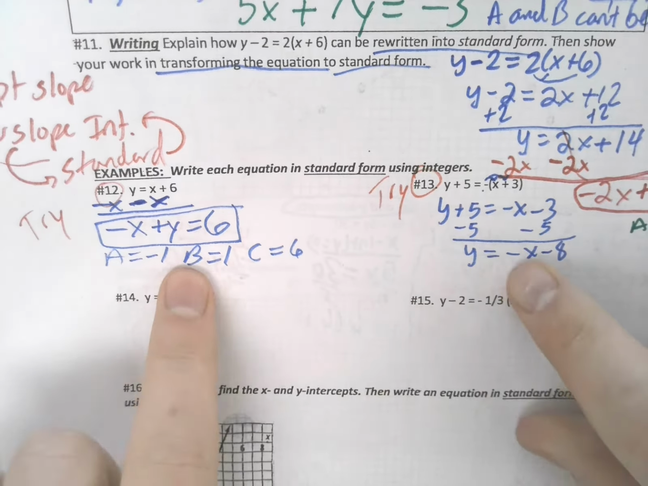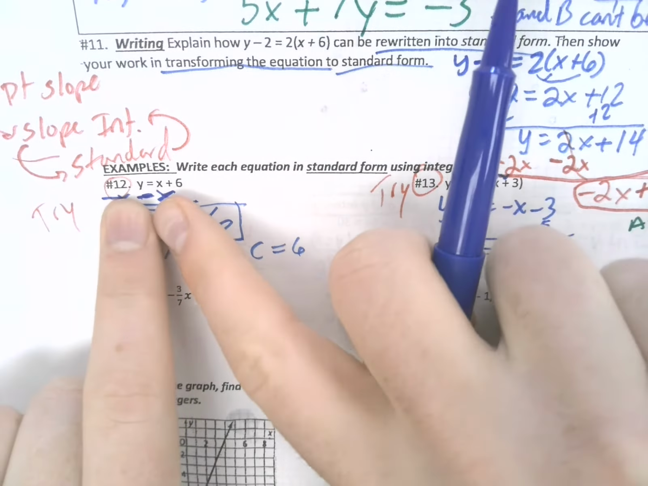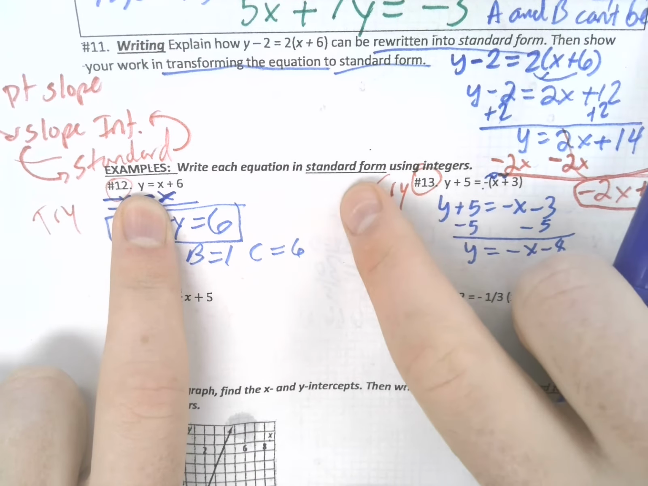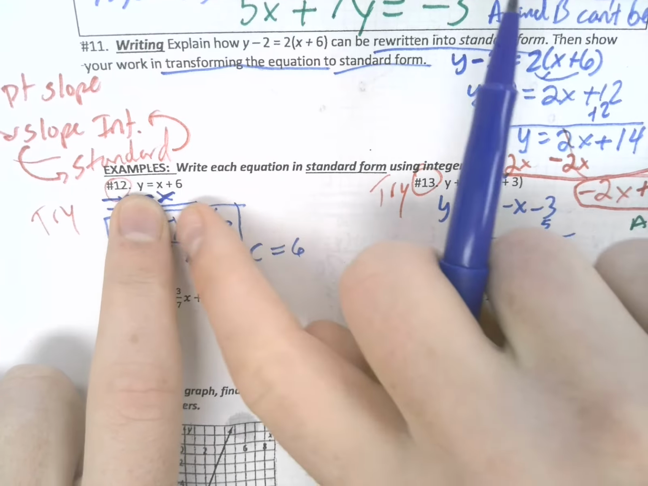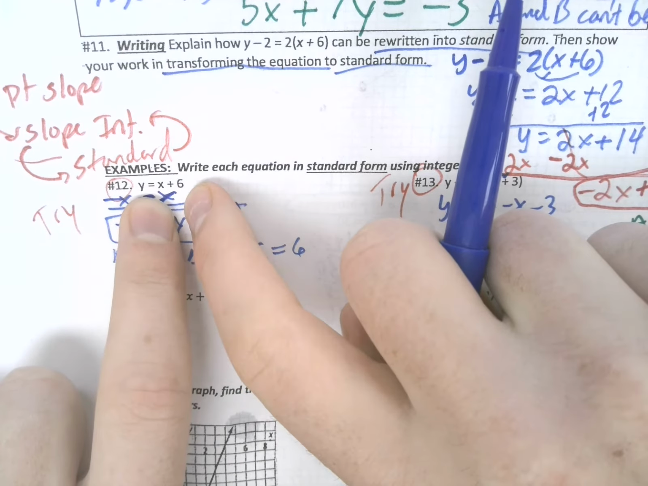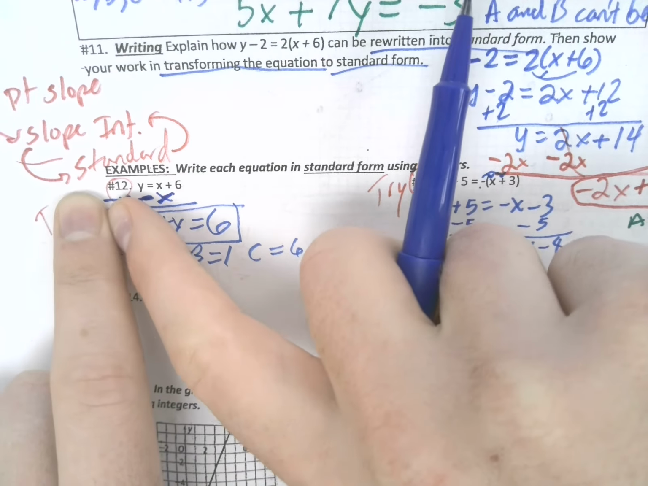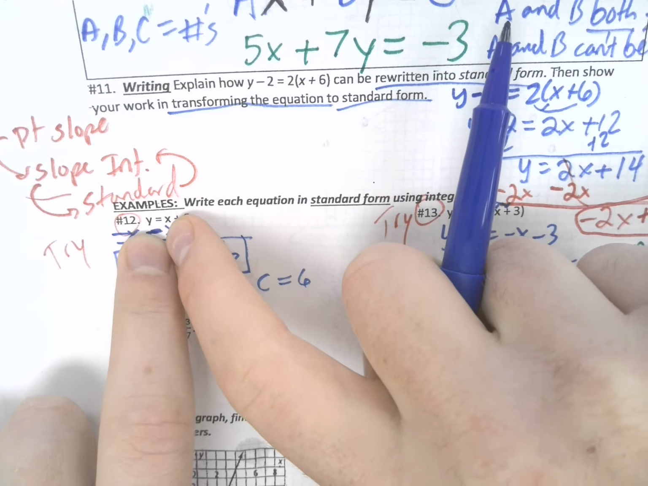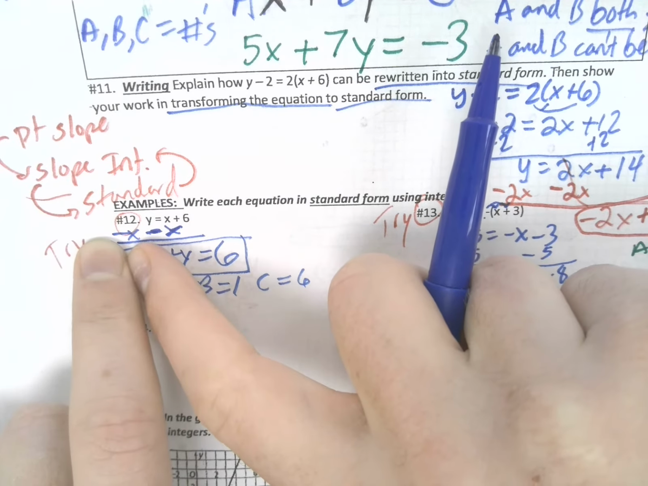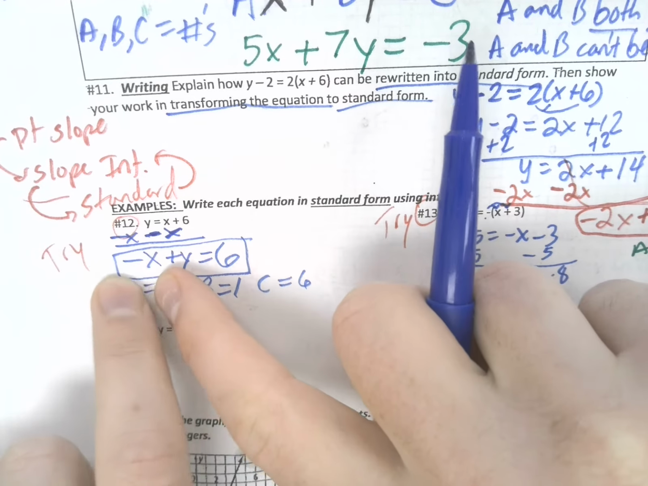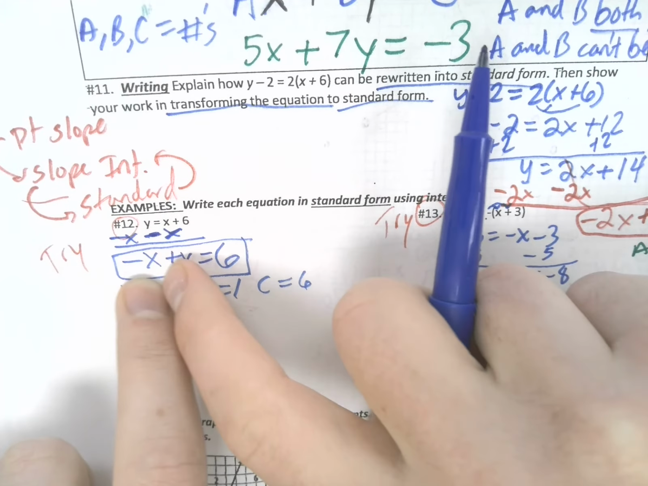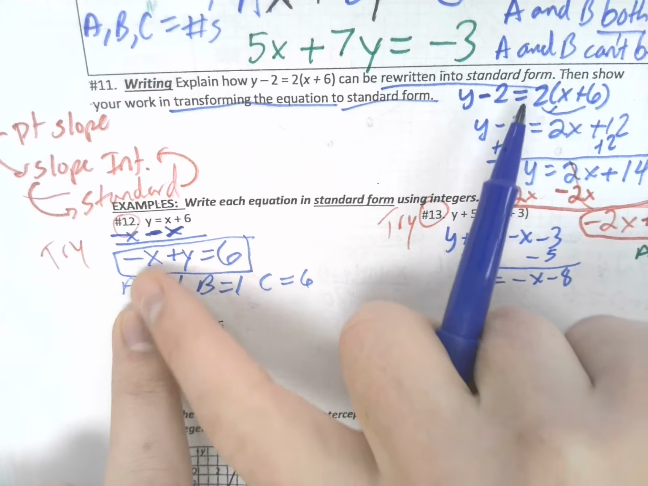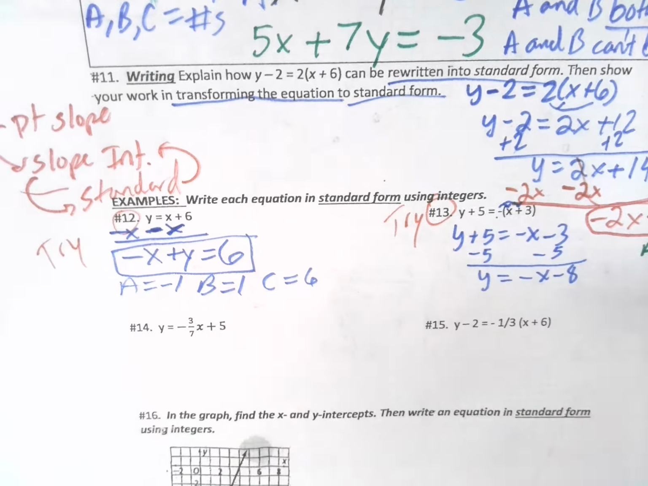Okay, let's see how you did on these two. So number 12, we're just trying to move these equations into standard form. This is in slope-intercept right now. We just need to move the x over to the left side to be with y. So if it's a positive 1x, I subtract 1x, move it out front, so -x, and then that's a positive y, so plus y equals 6. A is -1, B is 1, C is 6.